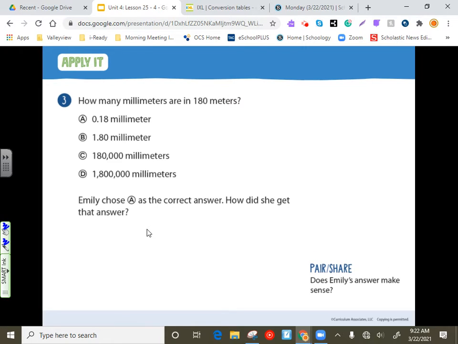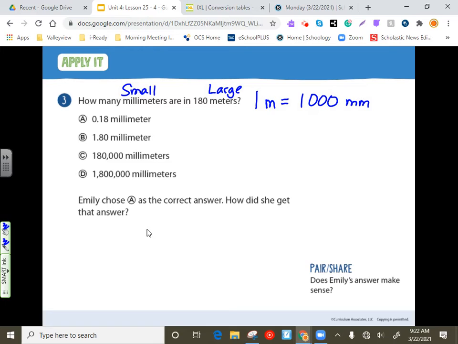How many millimeters are in 180 meters? So I know 1 meter equals 1,000 millimeters. If you looked at a meter stick and counted up all those tiny lines, there would be 1,000 on there. That's 100 centimeters, 1,000 millimeters. So I know meters is large. I know millimeters is small.